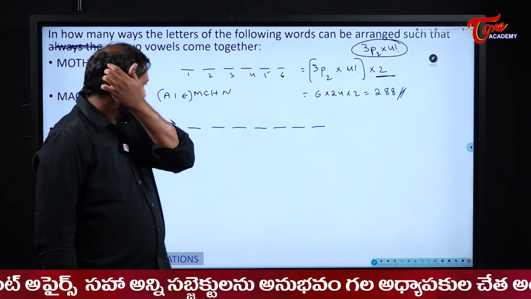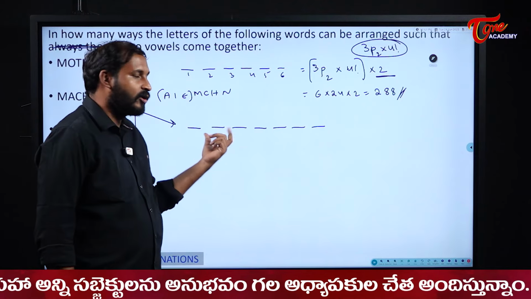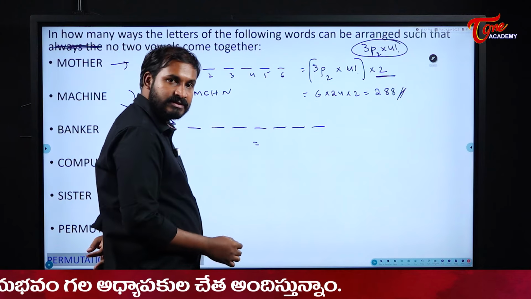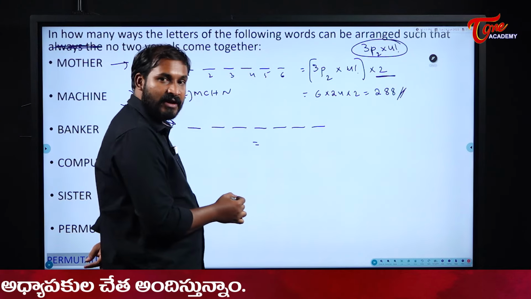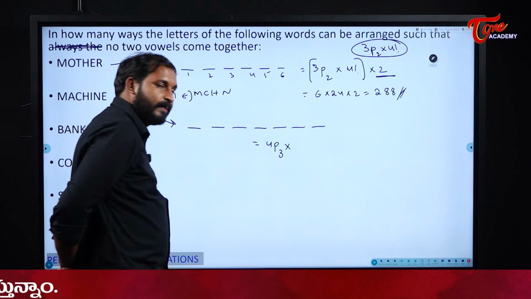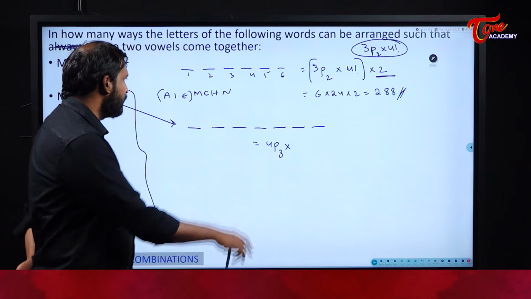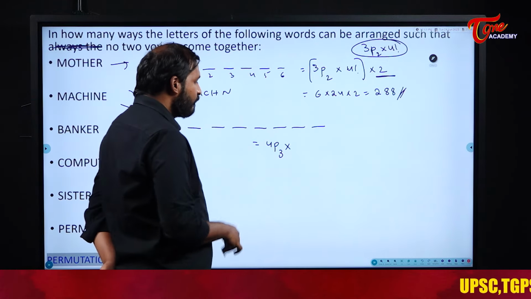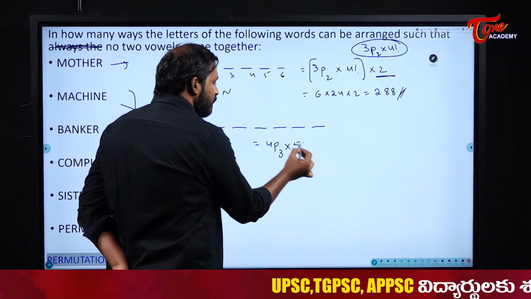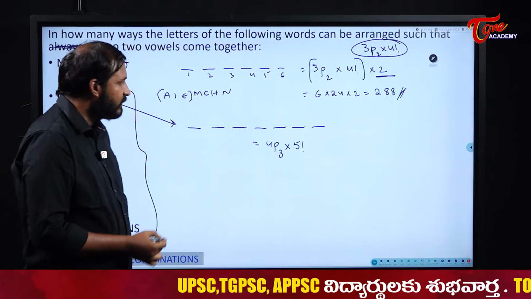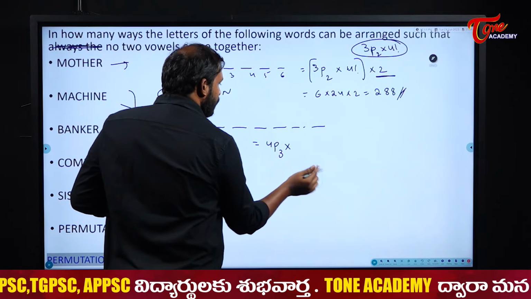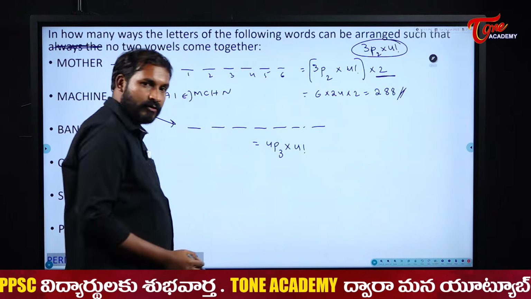Now tell me where my vowels and consonants should be placed. The first logic is my vowels occupy the odd positions. Total how many odd positions will I have in 7? 4. So 4P3 into, and the remaining are 4 consonants, which fill the other positions, so we are left with 4 factorial. Okay, this is one method.